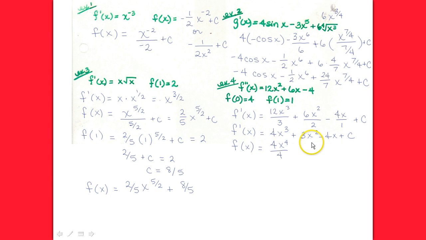All right, how about 3x squared? What are we going to get? 3x cubed divided by 3. How about 4x? 4x squared. 4x squared divided by 2.